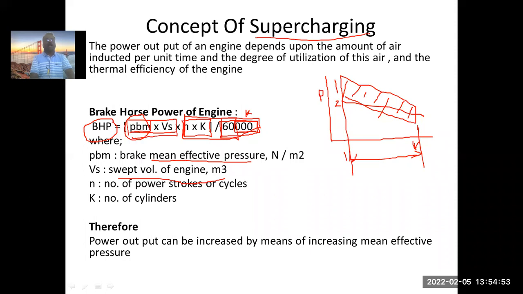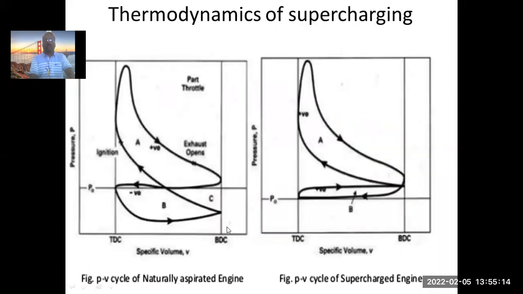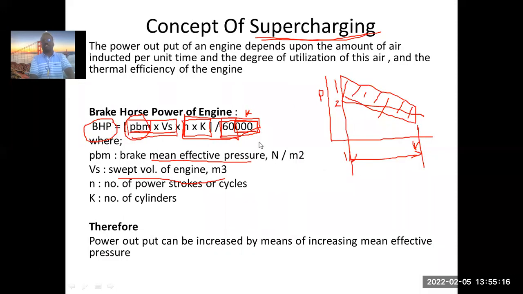That means by doing supercharging, we are able to increase the power output of the engine theoretically. So this is a theoretical proof of why the power should increase. So we are saying, therefore, power output can be increased by increasing the mean effective pressure of the engine. I hope everybody understood what has been discussed in this particular slide.